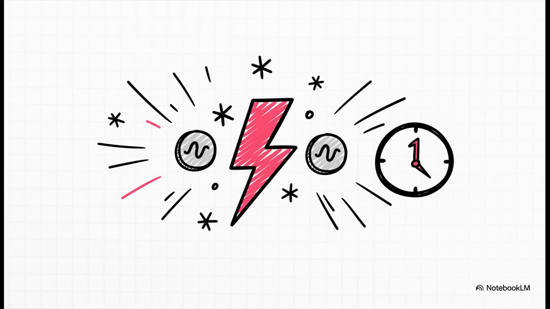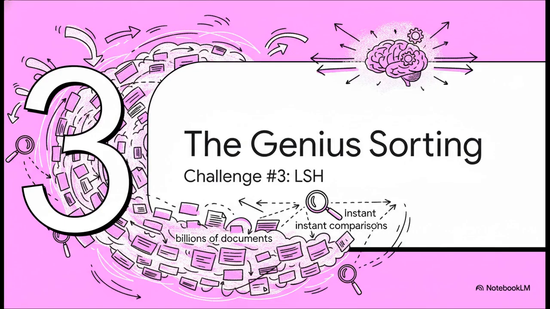What that means for us is that it doesn't matter if the document is a tweet or an entire novel, the comparison takes the same tiny fraction of a second. This is a huge, huge win for speed. Okay, we're getting close, but we're not quite there yet. We still have that final, massive hurdle to overcome. We have instant comparisons, which is great, but we still have billions of documents.